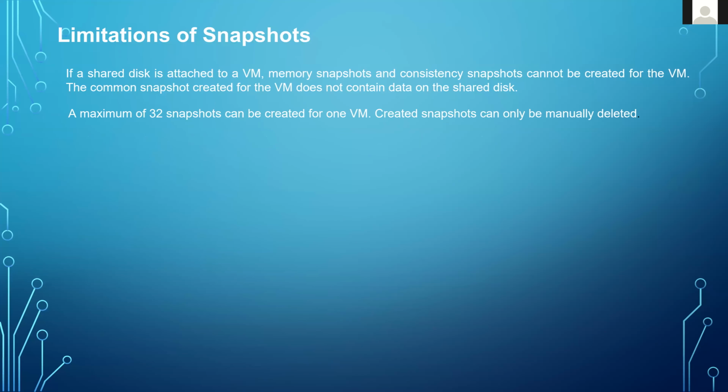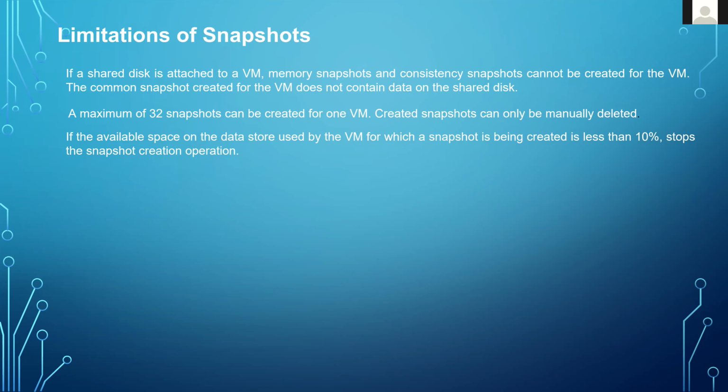The other one is a maximum of 32 snapshots can be created. As we discussed, we can create only 32 snapshots per VM, but it is not recommended to have 32 snapshots. As we already discussed, you should just keep 2 or 3 snapshots per chain. This is the best practice. But you can take more, and after 32, you have to delete some of the snapshots to take more snapshots.